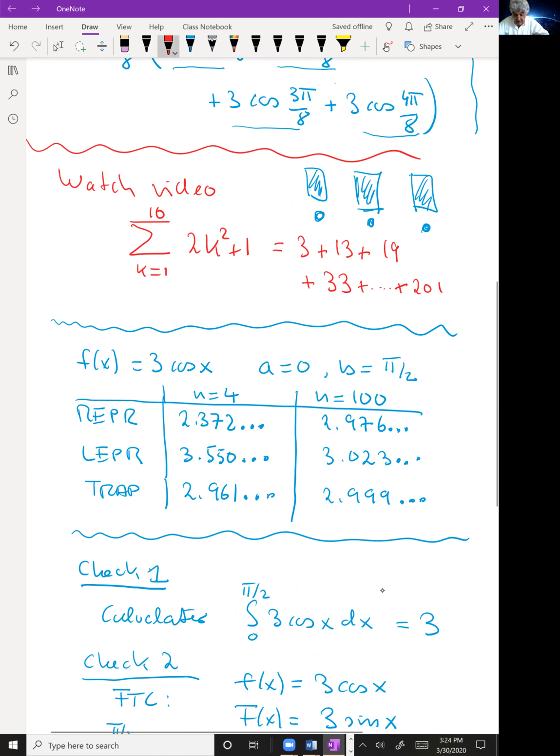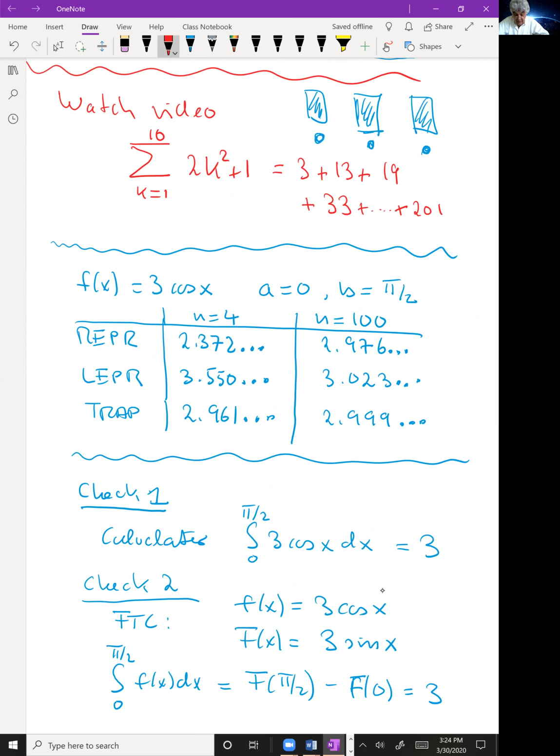And then when you do this video, I have here a more complete picture. Again, it's f of x equal to 3 cosine x with 0 and pi over 2 as the bounds. If you do the right endpoint rule that was asked for in the problem, with n equal to 4, you should get 2.37. The left endpoint rule should give you something like 3.550. If you take the average of these, that is the trapezoidal rule, which is usually a much better estimate for the area. It's then 2.96. And then if you do the same thing where you divide the interval not in 4 pieces, but in 100 pieces, you should get 2.97, 3.02, and 2.999.